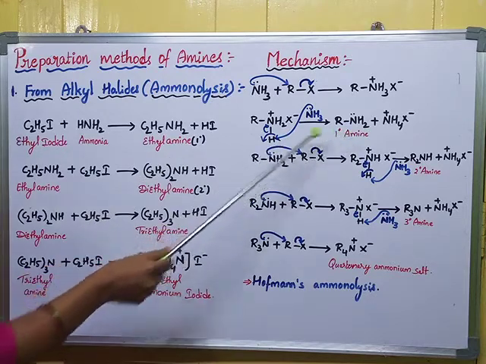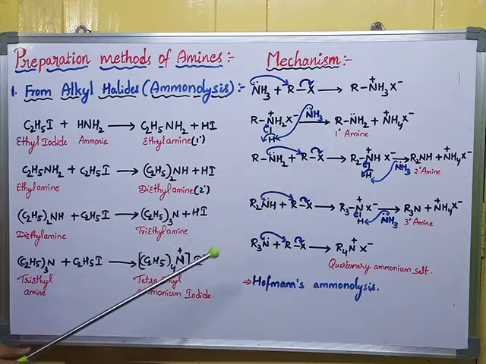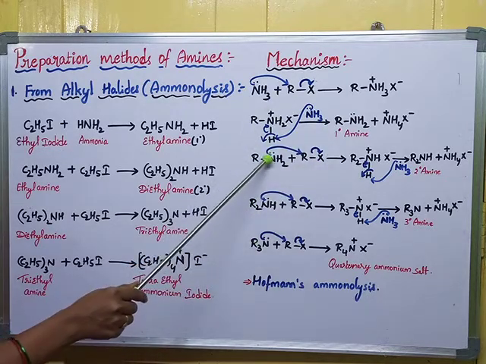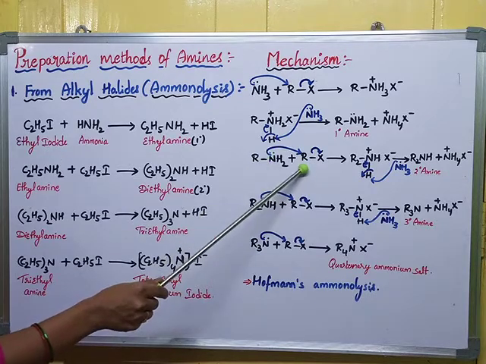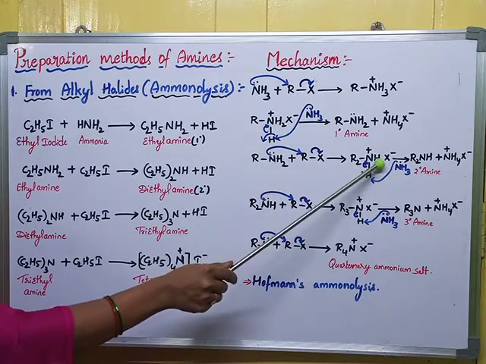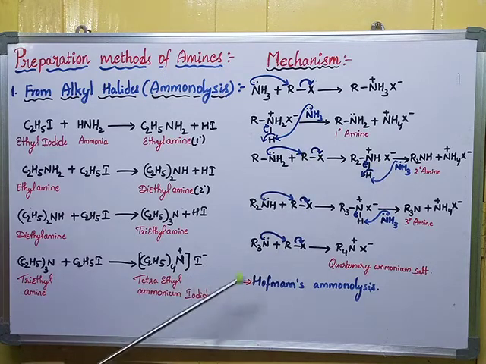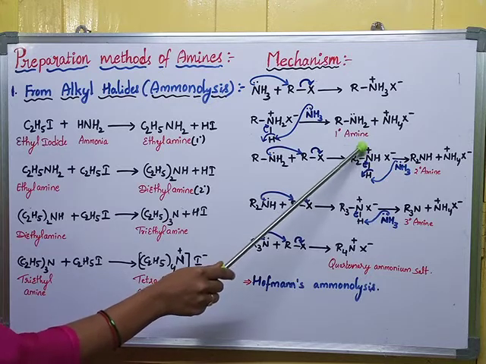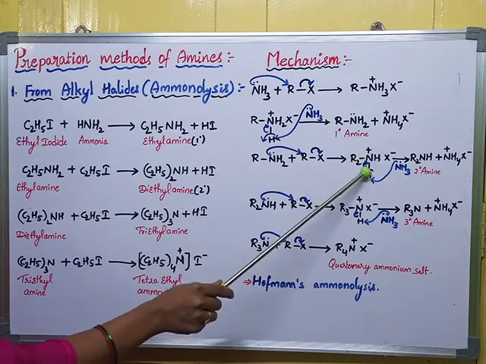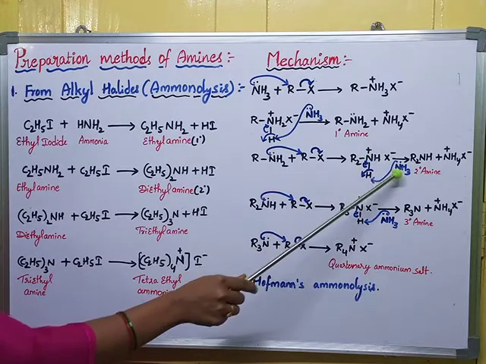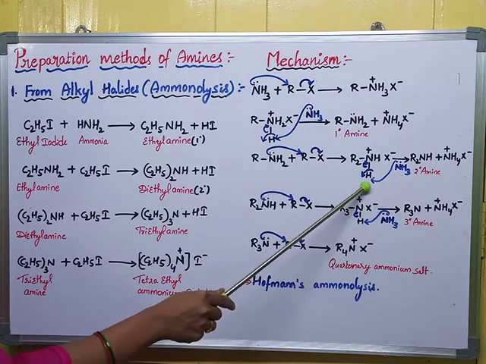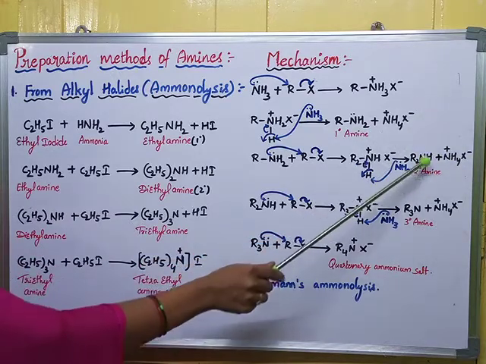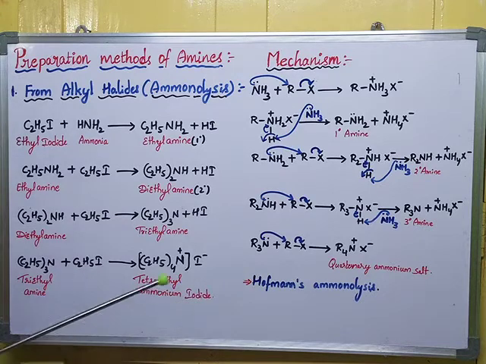Now this primary amine further reacts with one more alkyl halide. Again the same reaction takes place. X being electronegative, it attracts electrons towards itself. And again the lone pair of nitrogen attracts this R towards itself. You'll get R2NH2+ X-. Now this hydrogen neutralizes the positive charge by leaving as H+. So it gives electrons towards N+, and again one more ammonia attracts this positive hydrogen and forms NH4+ X-, and R2NH, secondary amine, forms as one more product here.